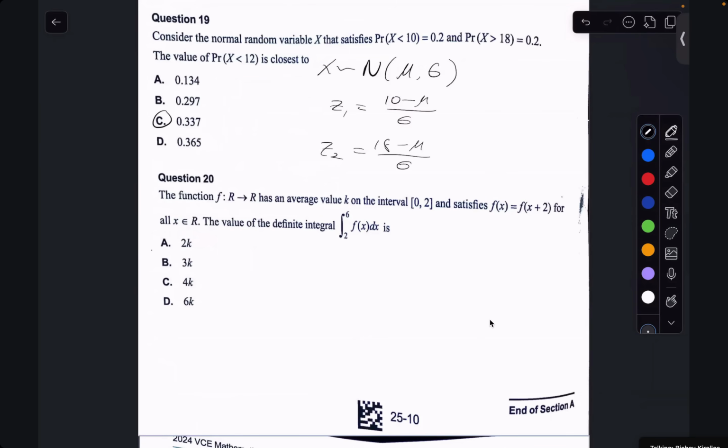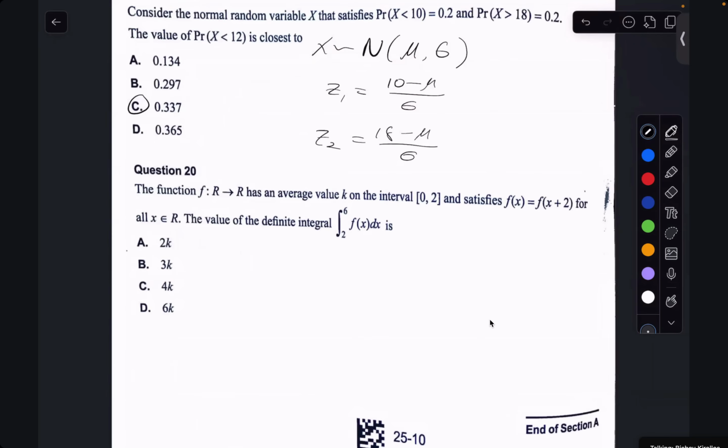All right, last question. The function that has an average value over that interval and satisfies that property for all x is nominal of real, the value of the definite integral 2 to 6 is. So what's that? The average value, that's 1 over 2 times the integral from 0 to 2 of f of x is equal to k, and then that means that's equal to 2k.